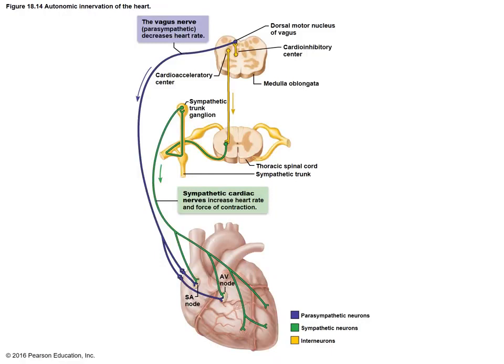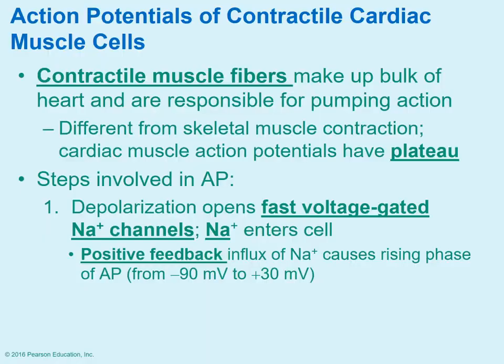And so this is showing how the various nodes can be stimulated by either parasympathetic or sympathetic neurons, depending on what the situation is at any particular time. So they can adjust the rate, but there's initial contraction. That's by the pacemaker cells. Contractile muscle fibers are those that make up most of the heart and are responsible for that pumping action that you see.